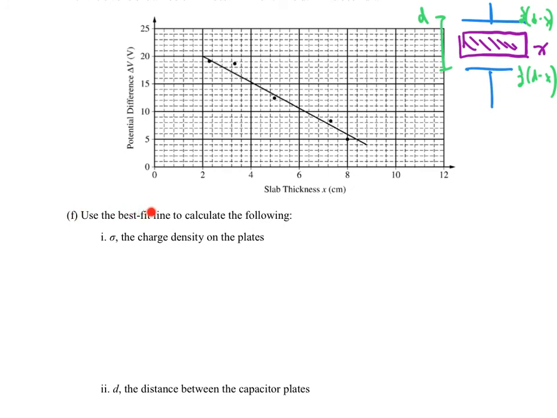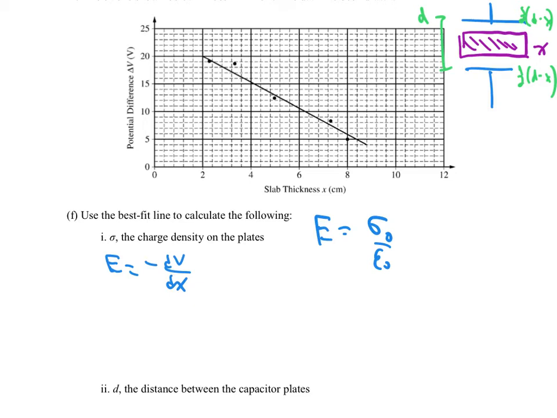Part F, use the best fit line drawn to calculate the following. 1, sigma, the charge density on the plates, and eventually 2, d, the distance between the capacitor plates. Well, we know that the electric field around a parallel plate capacitor at least is sigma over epsilon, because we can treat the parallel plate capacitor as 2 infinite plates, each of which gives us a sigma over 2 epsilon for their field, and then they add. We also know that the electric field is minus the slope of the potential.